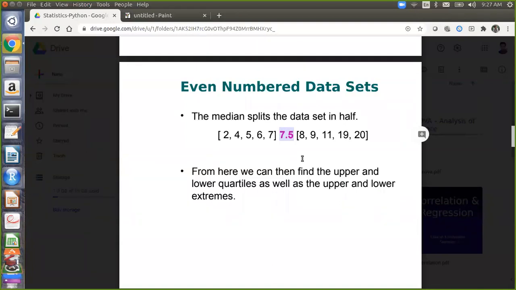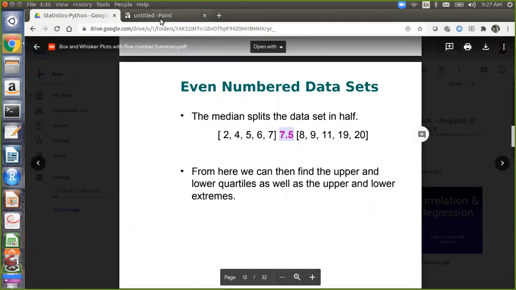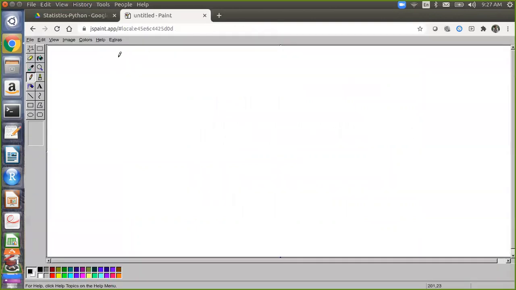Yeah, I understood this part. But can you please open Paint and just write 12 numbers? Okay, tell me. From 1 to 12, just write 1, 2, 3, 4, 5, 6, 7, 8, 9, 10, 11, 12. Yeah, can you please do the operation with these numbers? Okay, what are the two middle numbers? 6 and 7.